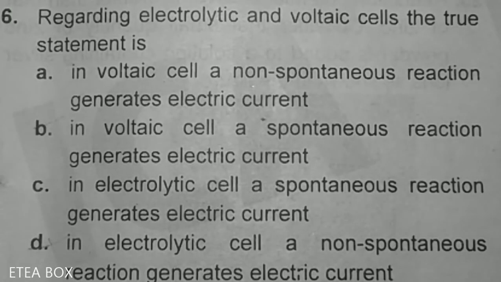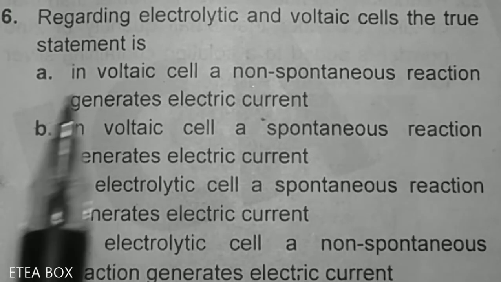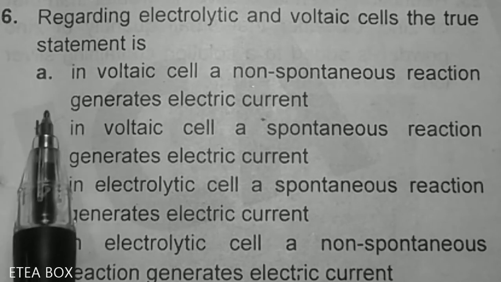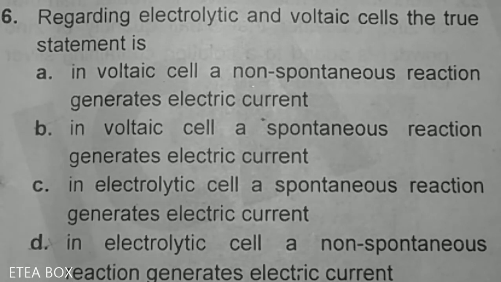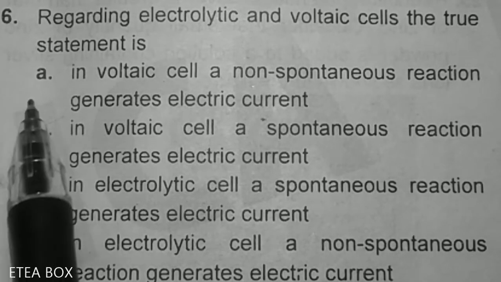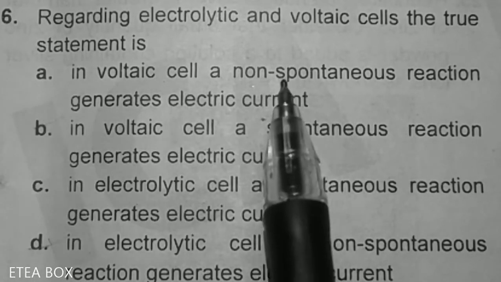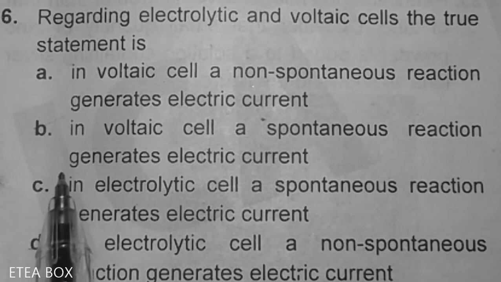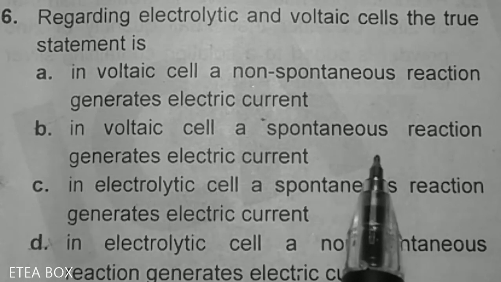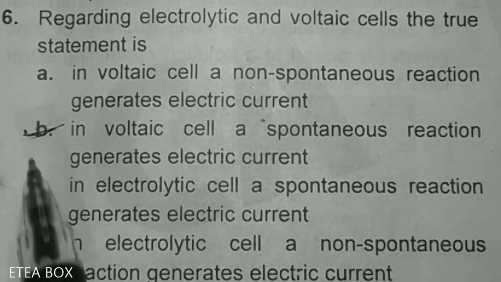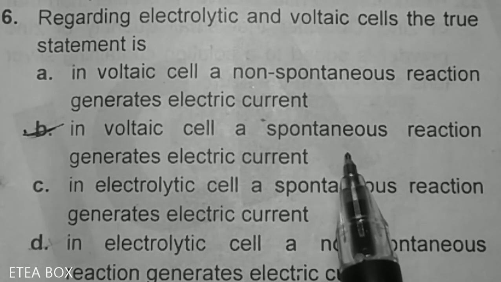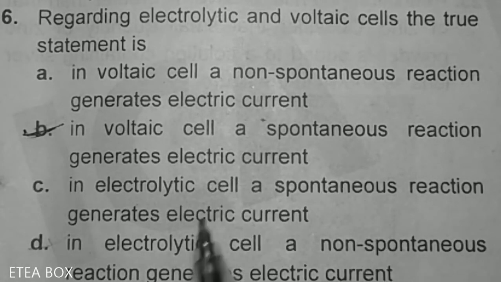6. Regarding electrolytic and voltaic cell, the true statement is now option A. In voltaic cell, a non-spontaneous reaction generates electric current. This one is incorrect because in voltaic cell a spontaneous reaction occurs, okay? Look at the B option. In voltaic cell a spontaneous reaction generates electricity. Now this one is correct, okay? Because in voltaic cell a spontaneous reaction occurs and in turn it generates the electric current.